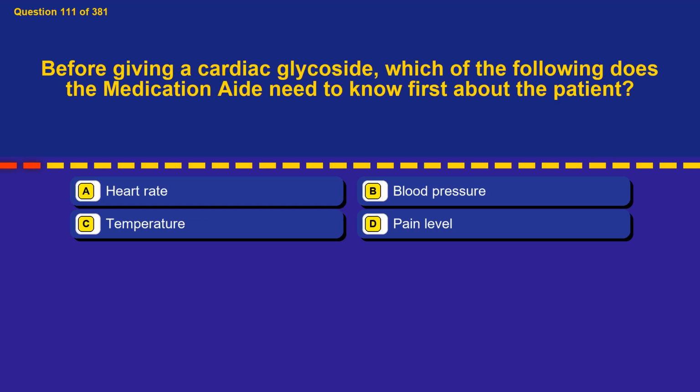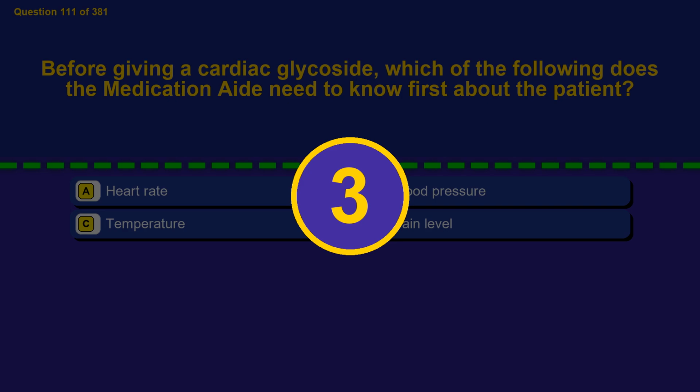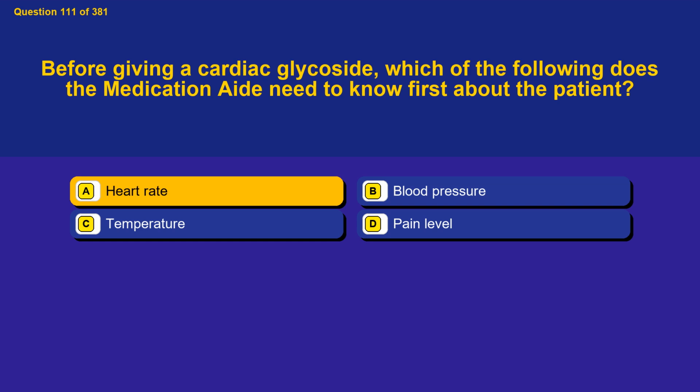Question 111. Before giving a cardiac glycoside, which of the following does the medication aide need to know first about the patient? Option A, heart rate. Option B, blood pressure. Option C, temperature. Option D, pain level. The correct answer is option A, heart rate.